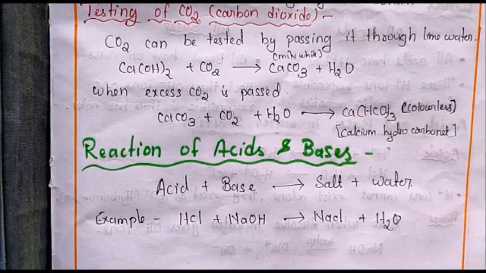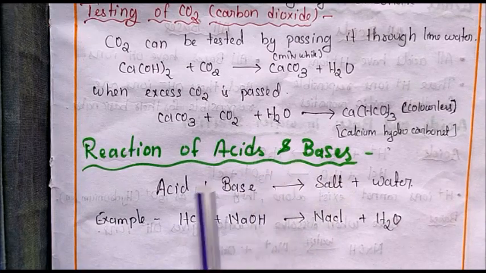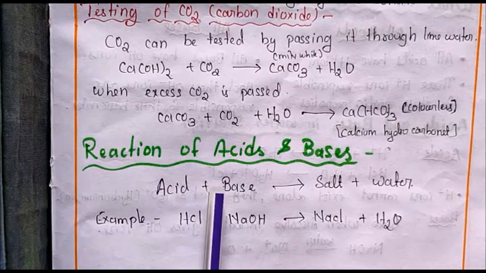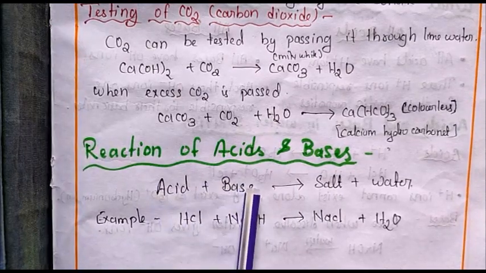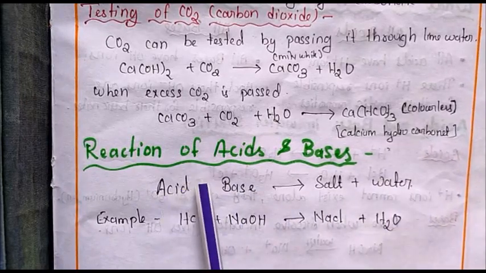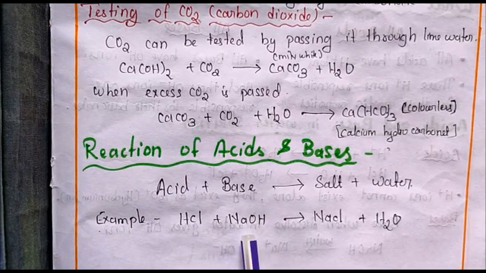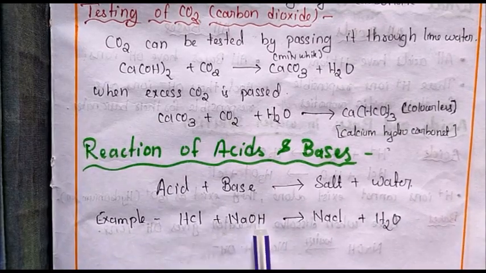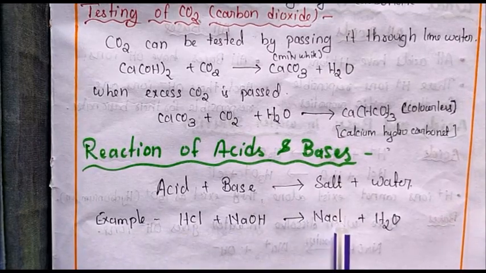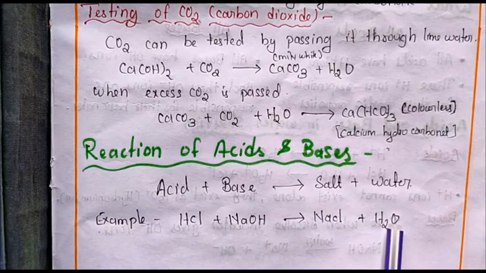Now we will see reaction of acid and base. What happens if acid and base react with each other? When acid reacts with base, or when acid is added to base, it produces salt and water. Example, hydrochloric acid plus NaOH, sodium hydroxide base. This is your acid and this is your base. When acid is added to base, it produces salt, NaCl, your general salt, sodium chloride, plus water.